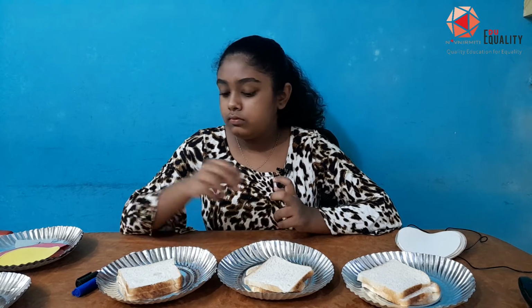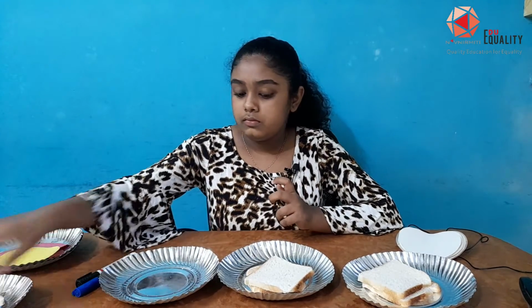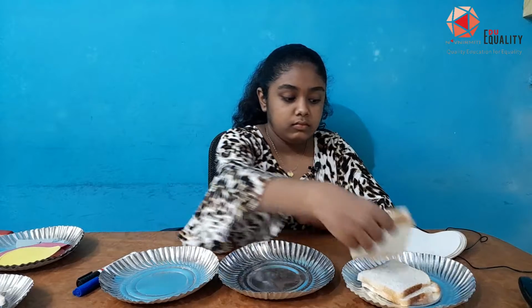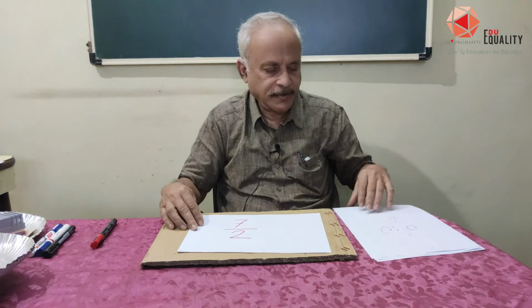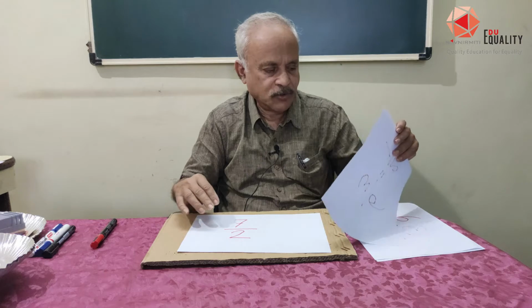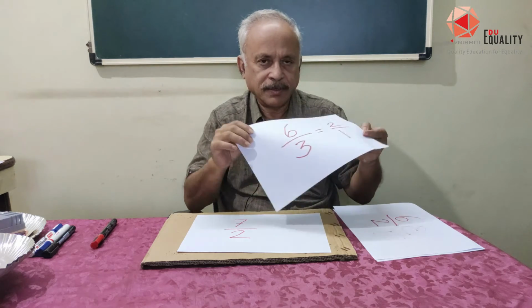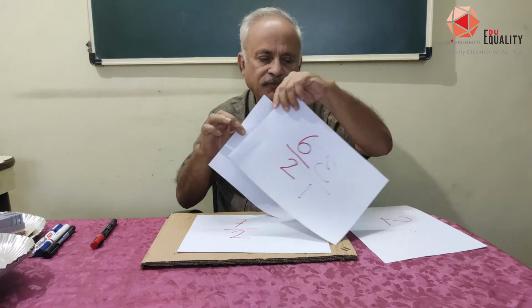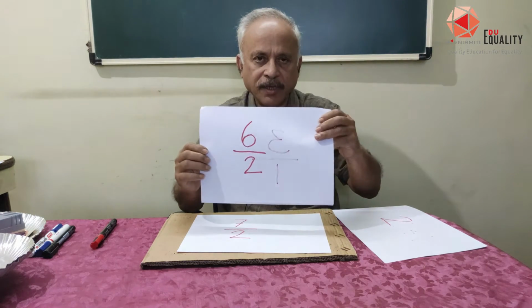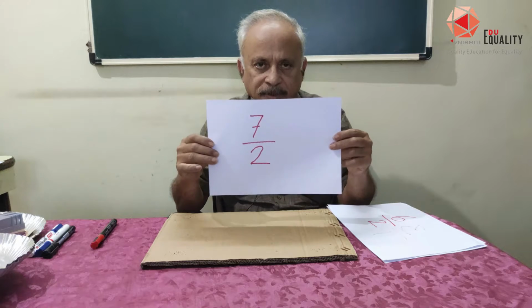Again put all your slices of bread back into your plate. So we had done 2 division problems. 6 divided by 3. Before that, 6 divided by 2. And now, Gyanjyoti, can you do this problem? 7 divided by 2. Explain.